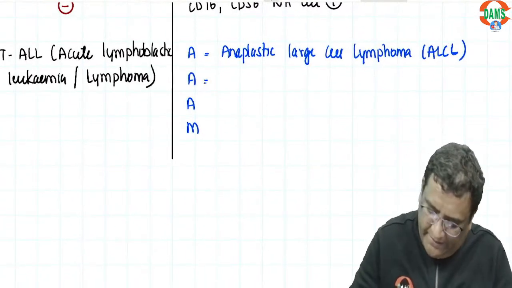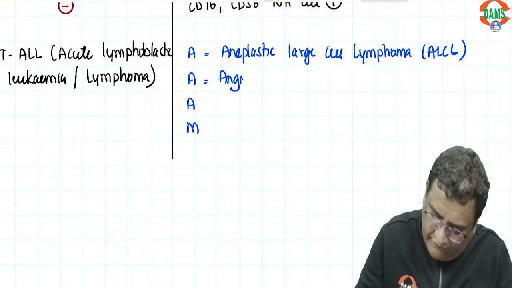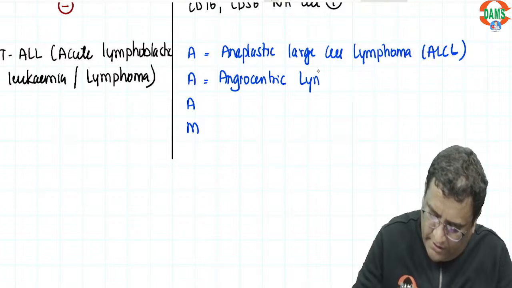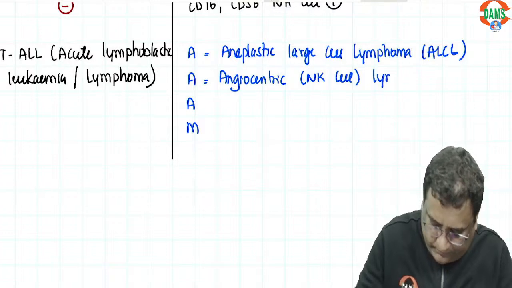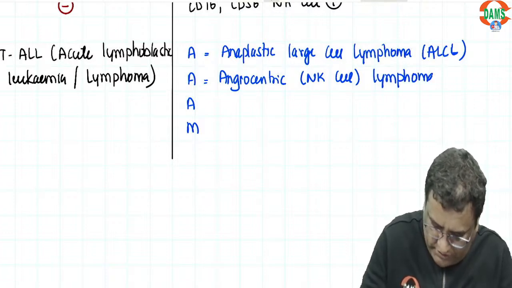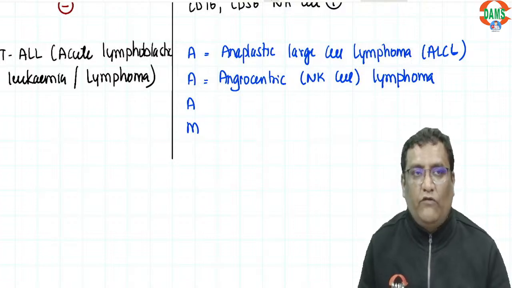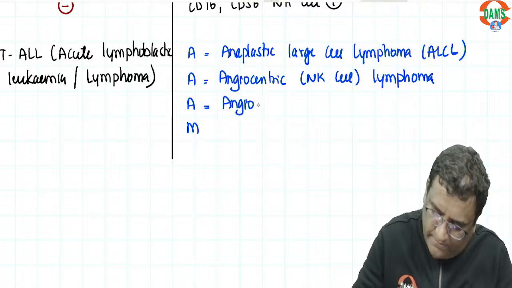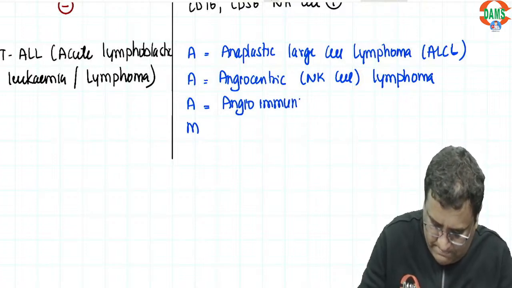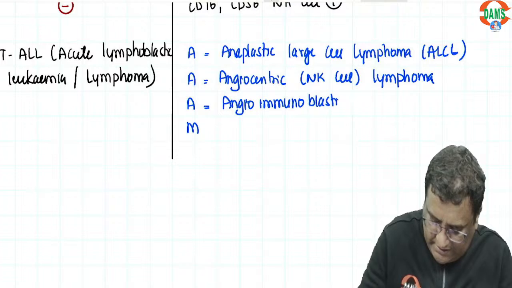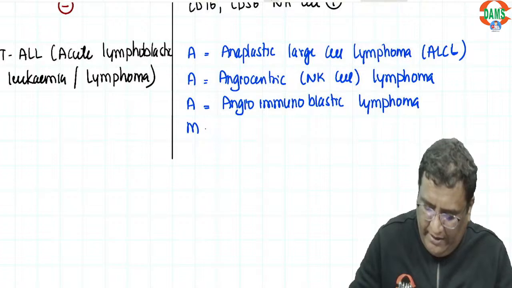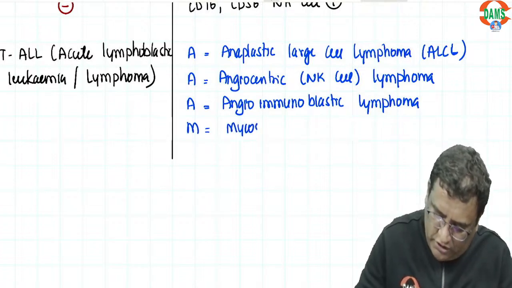The second A is angiocentric lymphoma. Angiocentric lymphoma is also an NK cell lymphoma, by the way. Then the third A is angioimmunoblastic lymphoma. And M stands for mycosis fungoides.